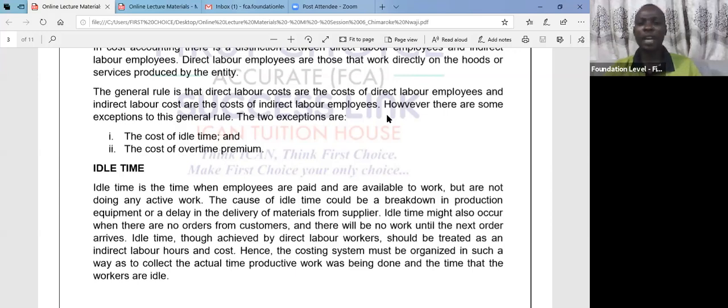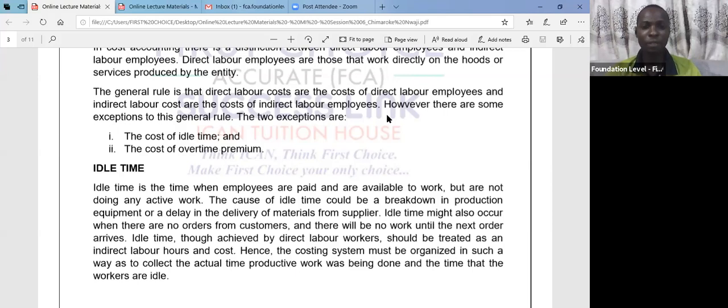The cost of idle time would be a breakdown in production. Let's say the machine that is supposed to bake the bread has some issues. Maybe it's not powering, it's not heating, and they have to wait for somebody to come and fix it. And they wasted 2 hours, 3 hours, 4 hours, and they didn't do anything at that time. You're going to pay them for that time. It's not their fault. So, do we call that non-productive time direct costs?